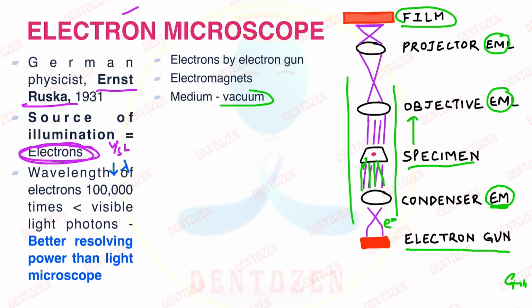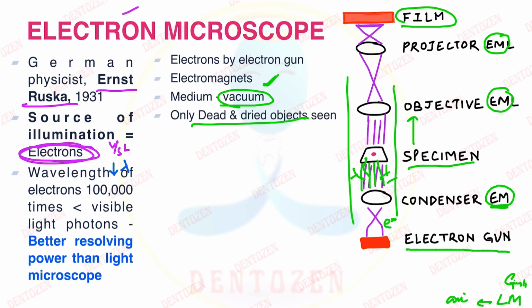Here the medium which is used is vacuum. For example, in the light microscope we were using air, but here we are using vacuum because if electrons pass through air, they will collide with the air and change their direction, and we do not want that. So we use a vacuum medium. We can only see dead and dried objects in the electron microscope.